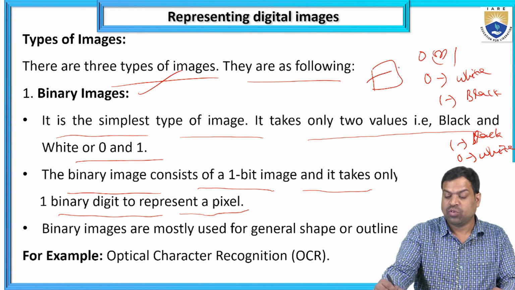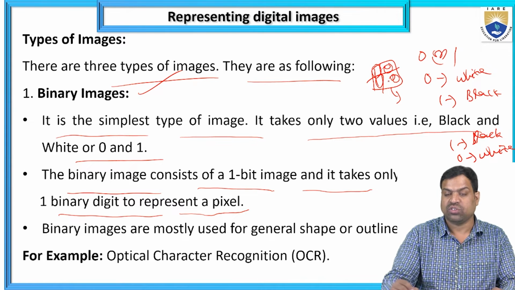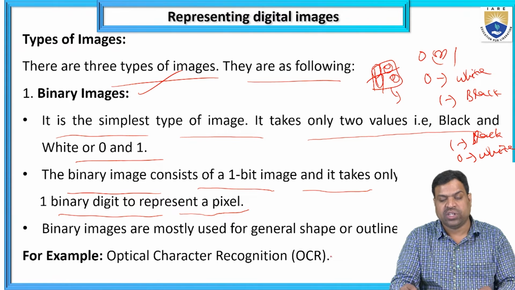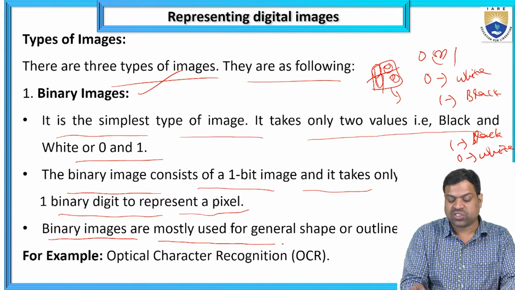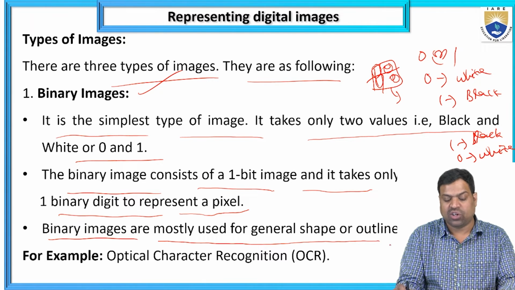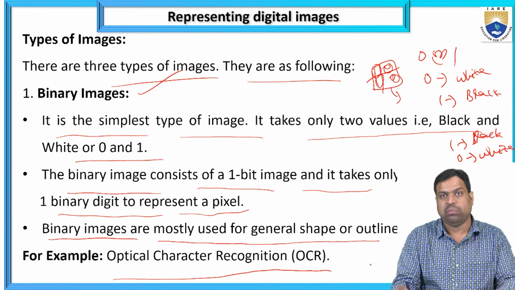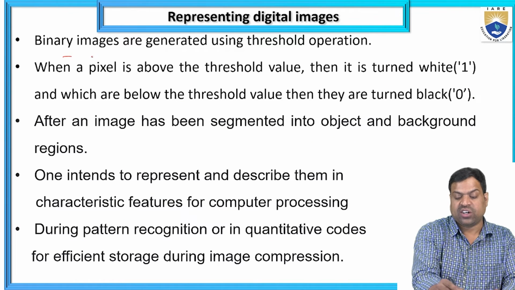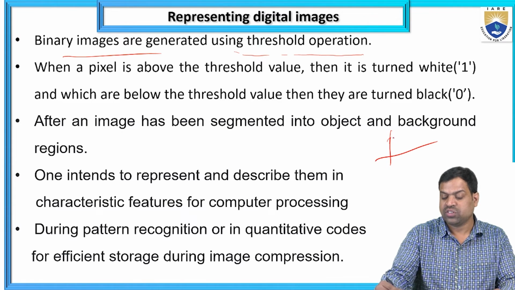Suppose I am taking only 2 by 2 pixels. How many pixels are there? 4 pixels. In the form of binary representation, 1, 0, 1, 0, for example. So these intensity values of 1 bit I am representing in digital form, that is in the form of zeros and ones. Binary images are mostly used for general shapes or outlines, for example optical character recognition. It is one example of binary images with 1 bit. And binary images are generated using the threshold operation.